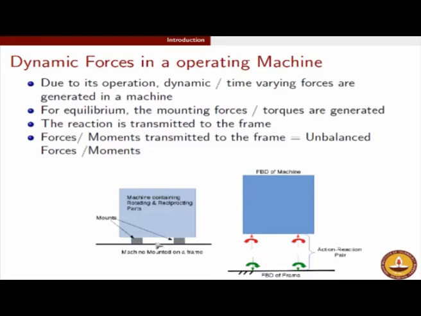So if you take an FBD of both the machine as well as the frame, this is what you should see: through the mounts there are some forces, and there could be some torques also, which are shown by these curved arrows. Because of the forces which are getting transmitted to the machine from the frame, there will be an equal and opposite reaction pair coming from the machine to the frame. So our objective is to understand what forces and moments are getting transmitted, due to the operation of the machine, from the machine element to the frame.